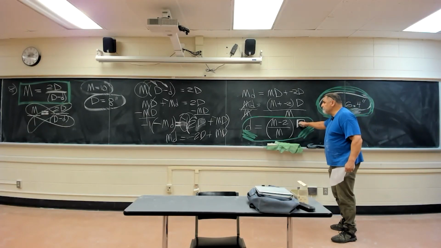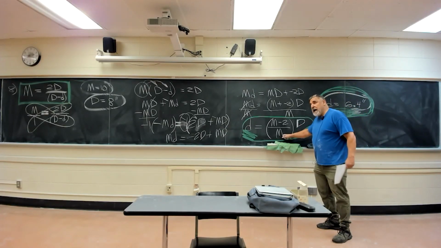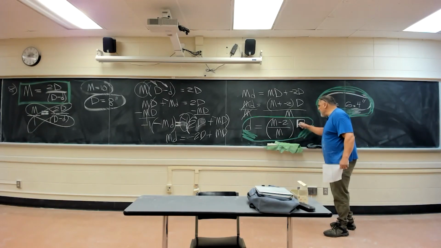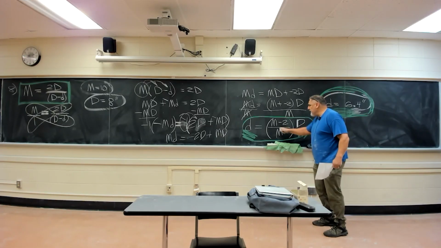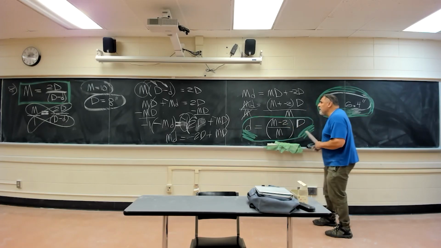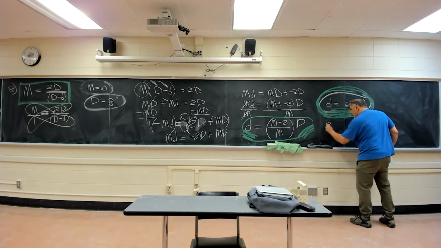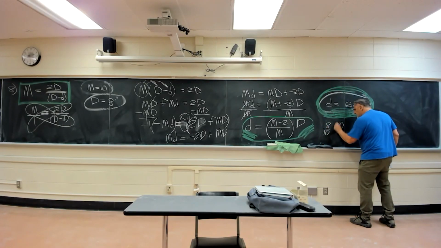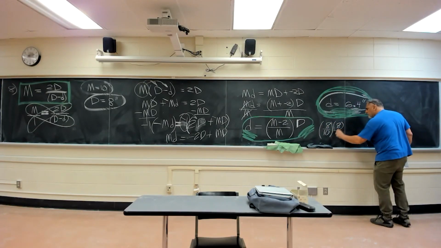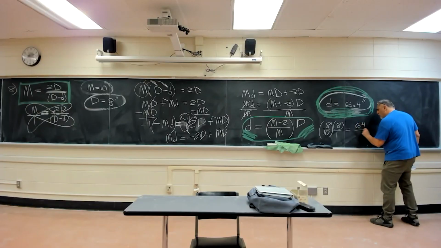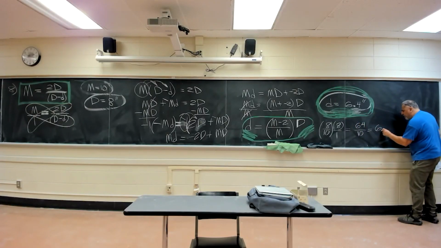Big D is 8. Big M is 10. Yeah, I think we're right. If Big D is 8 and Big M is 10, 10 minus 2 is 8, 8 over 10 times 8. It comes out to 8 over 10 times 8. That's 64 over 10. That's 6.4. It better be, guys. Otherwise we better go back to the drawing board.